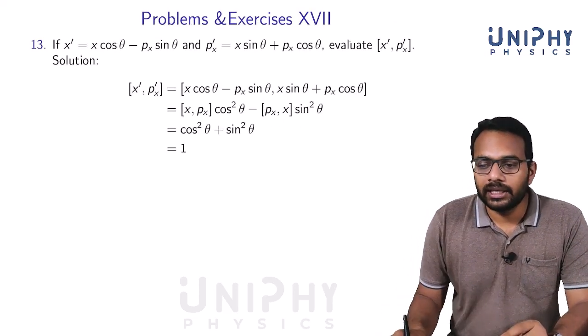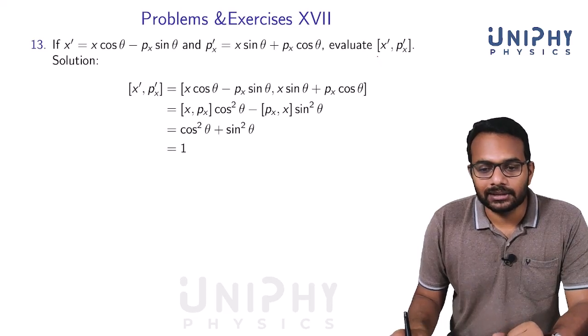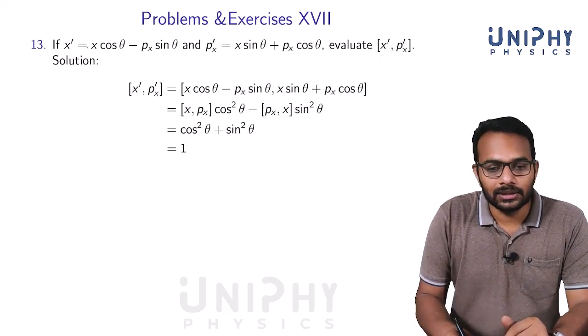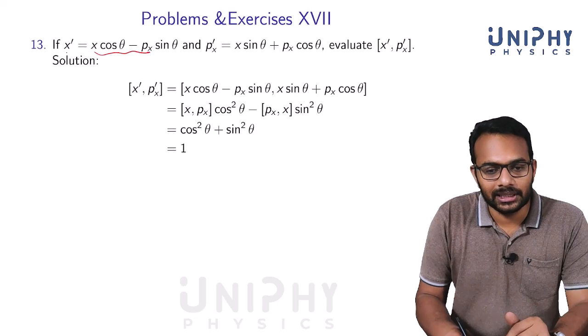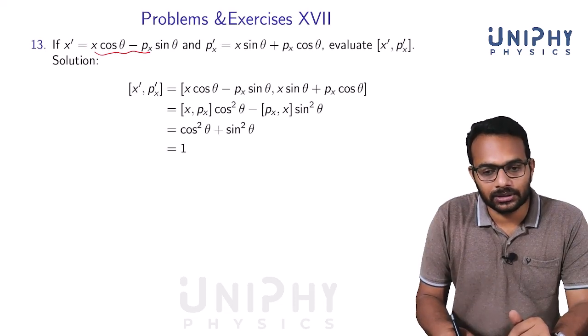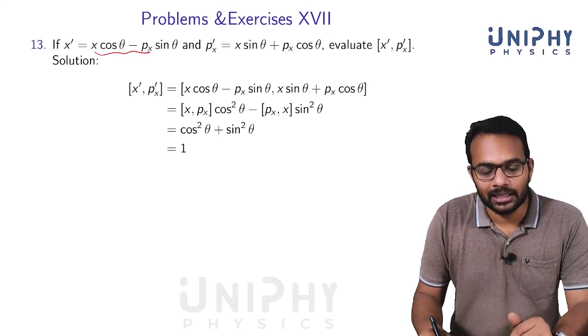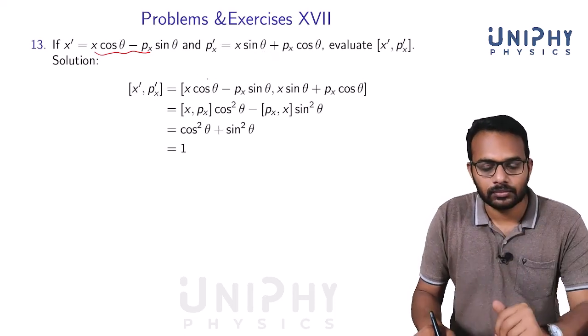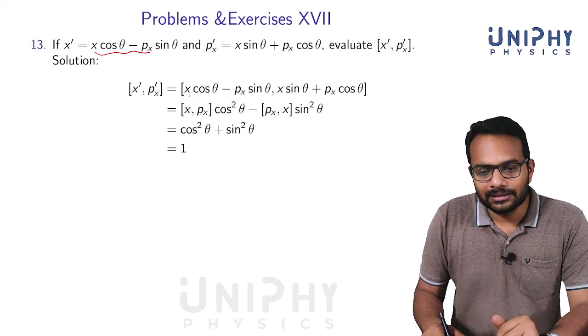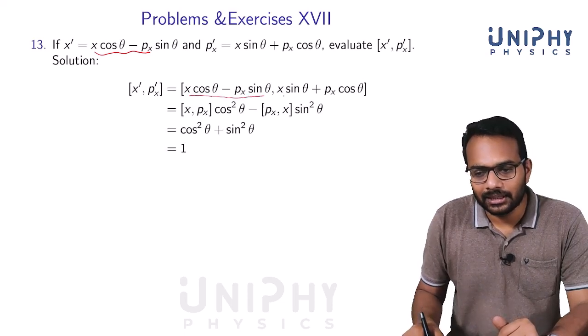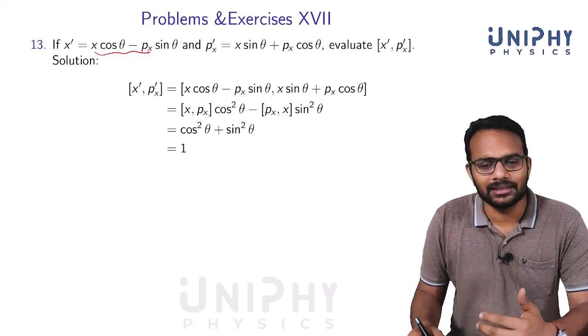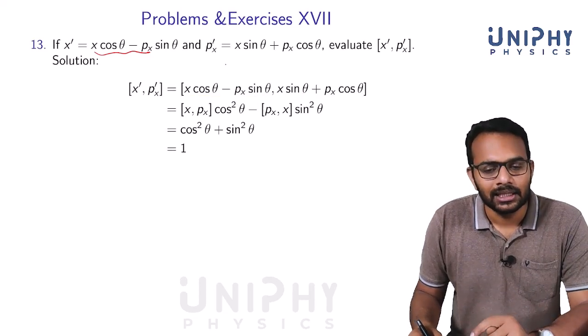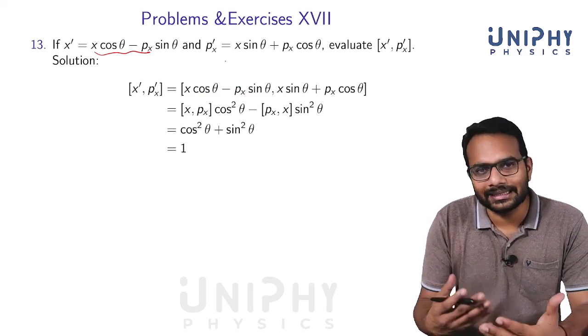We need to find x prime with px. This is actually a coordinate transformation. x prime is equal to x cos theta minus px sin theta, and px prime is equal to x sin theta plus px cos theta. You remember that this is some sort of a rotation between x and px.